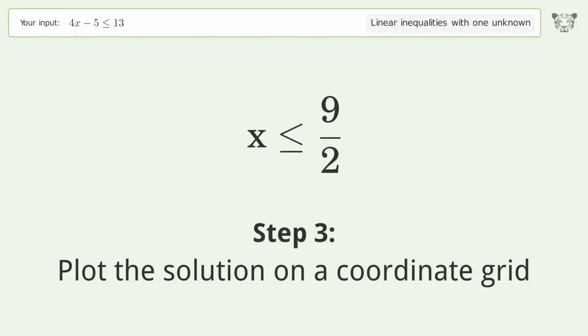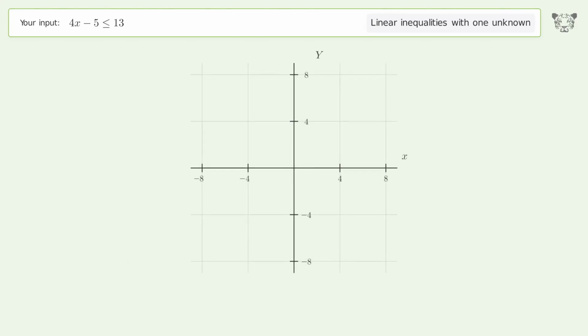Plot the solution on a coordinate grid. And so the final result is x equal or smaller than 9 over 2 equal or smaller than 41 over 2.